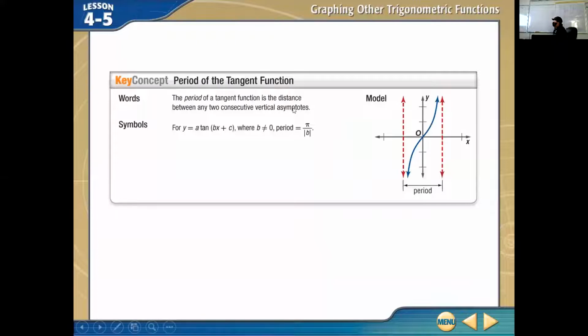Okay, the period of the tangent function is the distance between any two consecutive vertical asymptotes. So right here and right here. And the period can be found by taking pi divided by the absolute value of b. So it's the same type of calculation we did in sine and cosine, but instead of using 2 pi, the period of tangent happens every pi radians. Okay, so the asymptotes are pi radians apart, and the x-intercepts are pi radians apart as well.